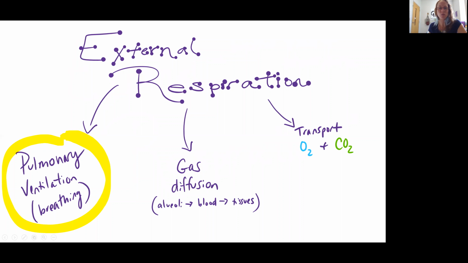External respiration has three important parts. Primarily the focus for this video will be on pulmonary ventilation, which I like to just talk about as breathing. So there's basically getting that air into the body or getting that air out of the body. So how does that happen? Then we'll look at gas diffusion. That's the movement of those gases from those alveoli sacs to the blood and out to the tissues. And then we'll look at how oxygen and carbon dioxide gases are transported through the bloodstream. So we have three major pieces to talk about.